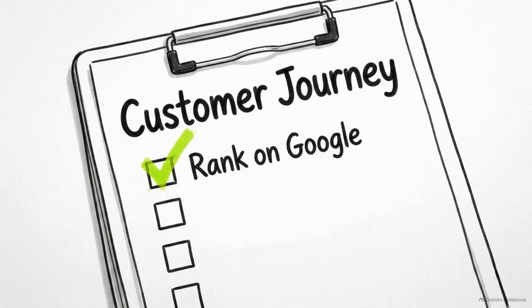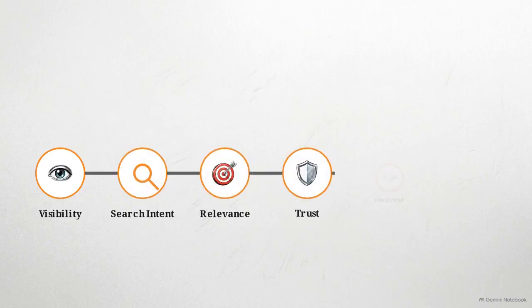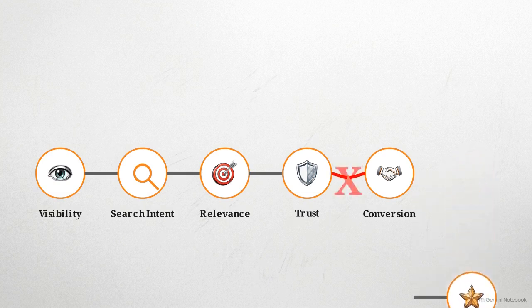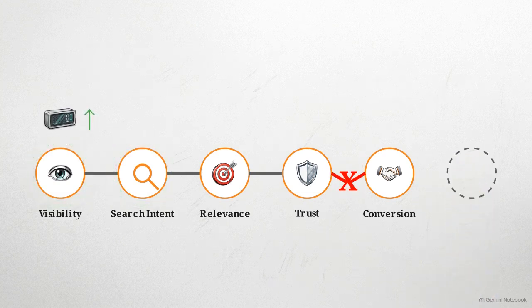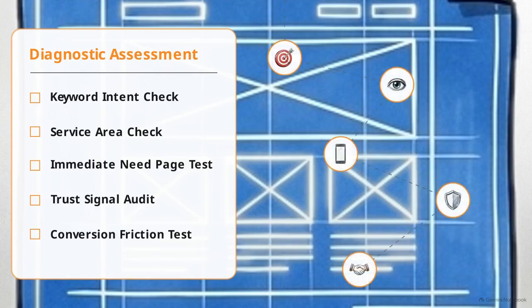That happens because ranking is only one single stage of the customer journey. Successful SEO connects visibility to search intent, then to relevance, trust, conversion, and finally to a lead. If that chain breaks at any point, your traffic numbers will increase without producing actual business. To find exactly where that chain is breaking, we are going to run the 5-point lead leak audit.